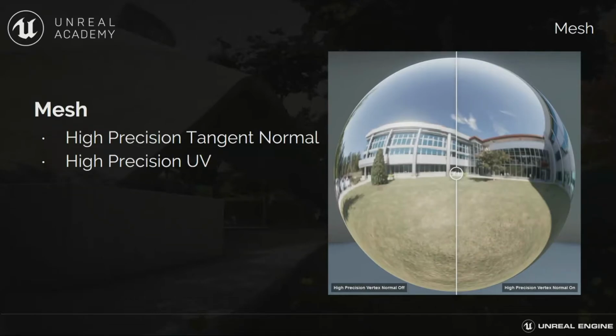If you turn on this high precision tangent normal, you will see much clearer reflection on the mesh. As you see in this picture, on the left high precision normal is turned off, and on the right side high precision tangent normal is turned on. You can see the reflection is much sharper with the option on. Also, the high precision UV will help you render textures without any artifacts. So that was all about the elements of look dev.